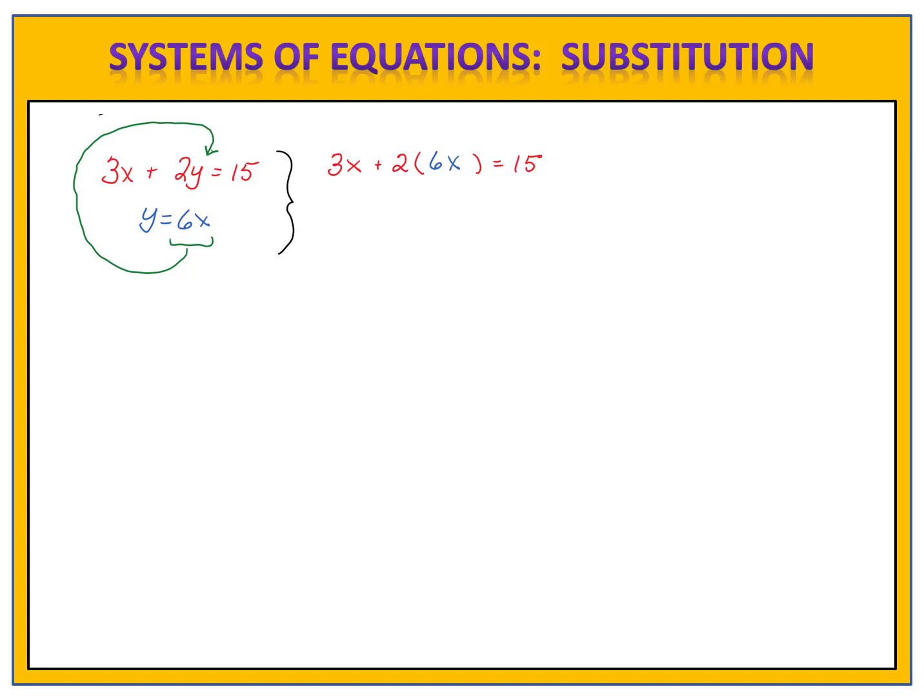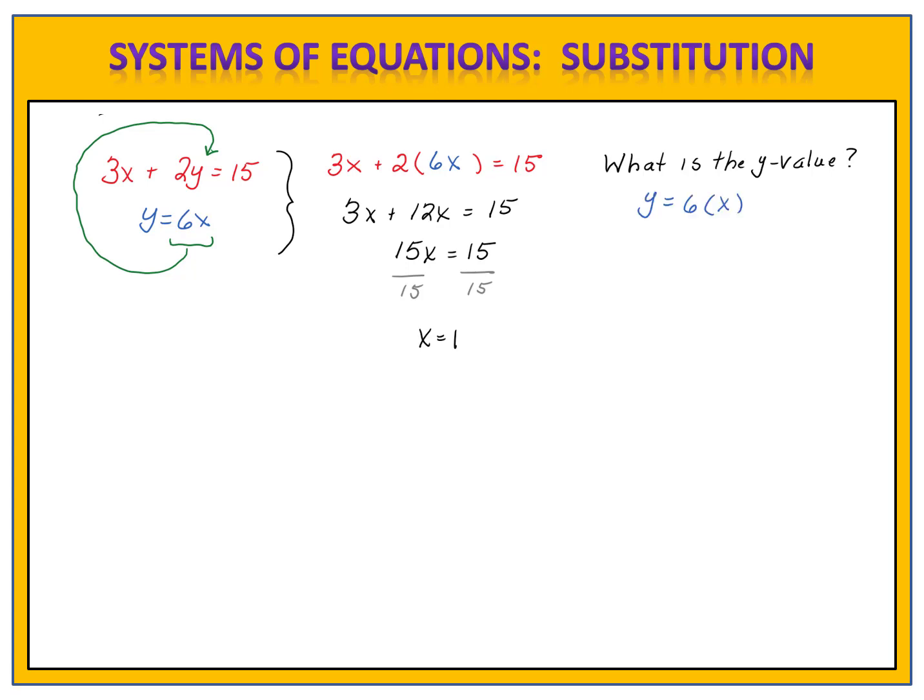We multiply 2 times 6x, so we have 3x plus 12x equal to 15, combine like terms, and then divide both sides by 15. X is equal to 1. Now we need to find the y value. We choose the equation that's the easiest to work with. Y is equal to 6x is as simple as it gets. We substitute 1 in place of x, and we find that y is equal to 6.